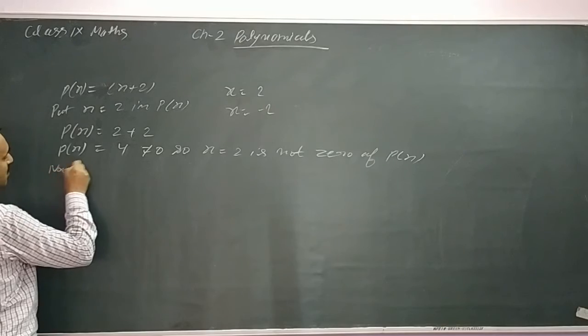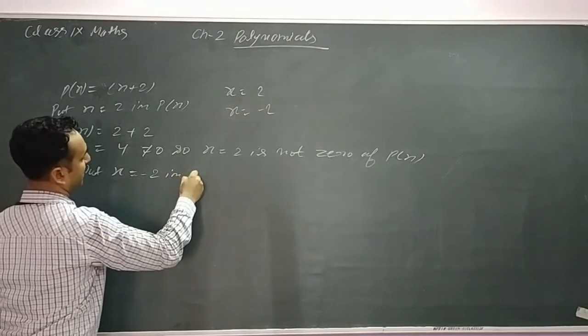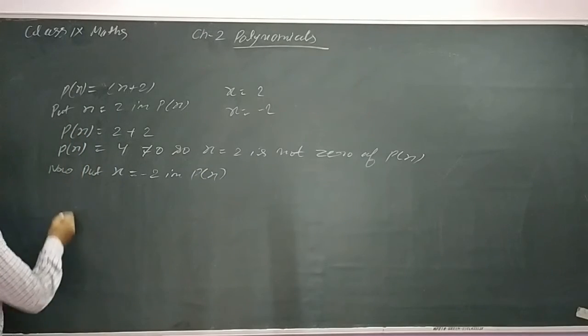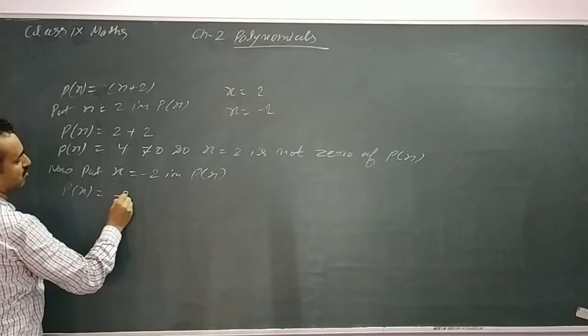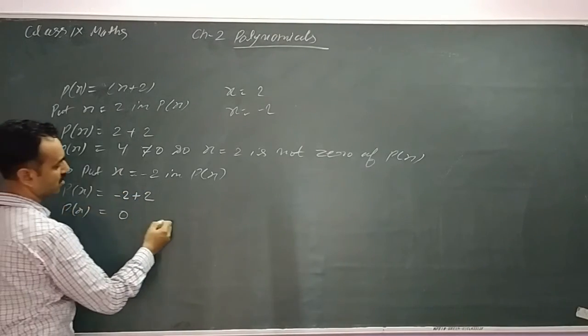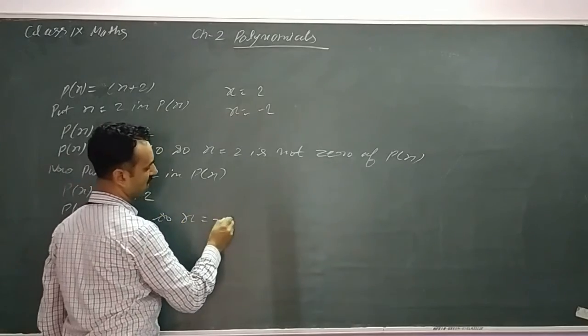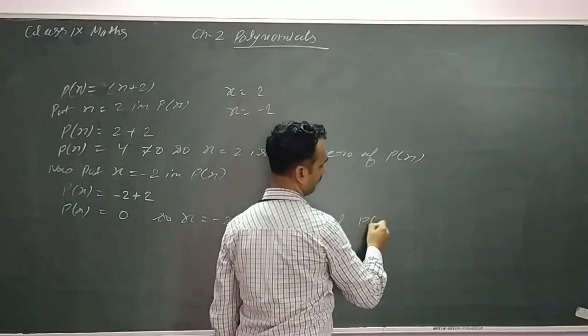Now put x = -2 in p(x). p(x) = -2 + 2 = 0. This time we get 0. So x = -2 is a zero of the given polynomial.